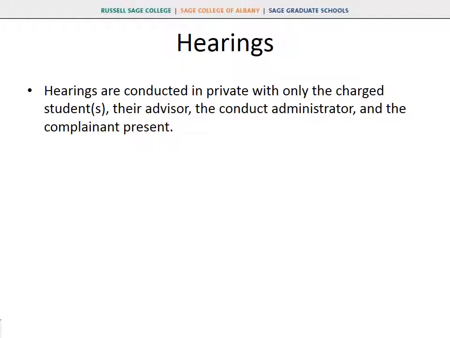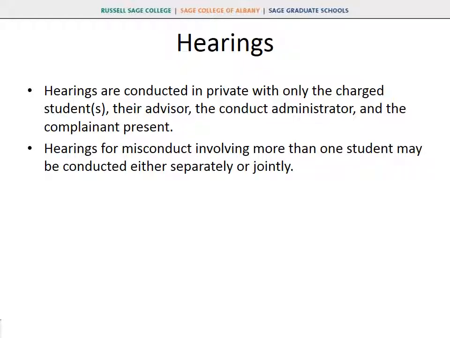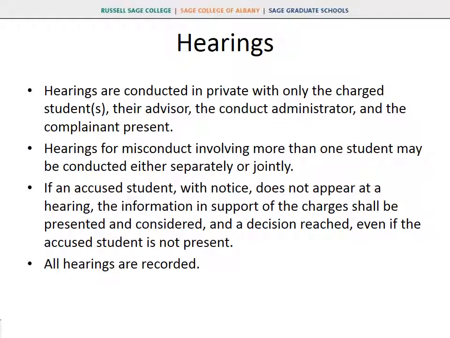Hearings. Hearings are conducted in private with only the charged student or students, their advisor, the conduct administrator, and the complainant present. Admission of other parties into the hearing is at the sole discretion of the conduct administrator. Hearings for misconduct involving more than one student may be conducted either separately or jointly. If an accused student with notice does not appear at a hearing, the information in support of the charges shall be presented and considered, and a decision reached, even if the accused student is not present. All hearings are recorded.